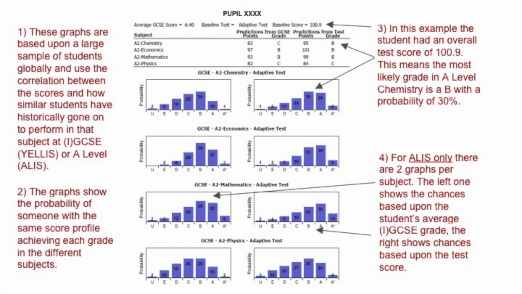In this example, the student has an overall test score of 100.9. This means the most likely grade in A-level chemistry is a B, with a probability of 30%, as shown by the chart. However, you can see that they quite equally had a 28% chance of an A. YELLIS only provides one graph per subject, whereas ALIS provides two. The second graph is based upon the average GCSE grade. It varies from student to student which of the two graphs will give the higher probabilities.